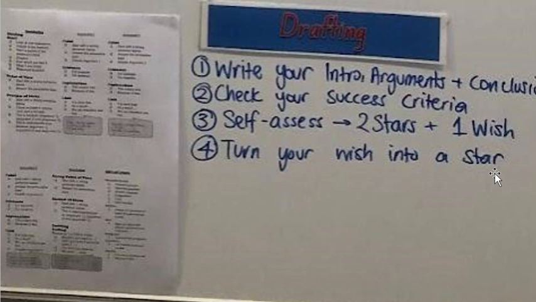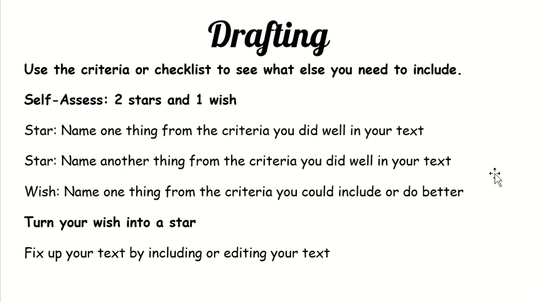so that they can check their work against it, so they can self-assess. And this is also where I like my students to have a look at 2 stars and a wish, 2 things that they did really well, 1 thing that they want to work on, and then I expect them to turn their wish into a star. So they'll pick something that they need to work on, and then they go and fix that up and improve on it. And that's what I've put here as well.